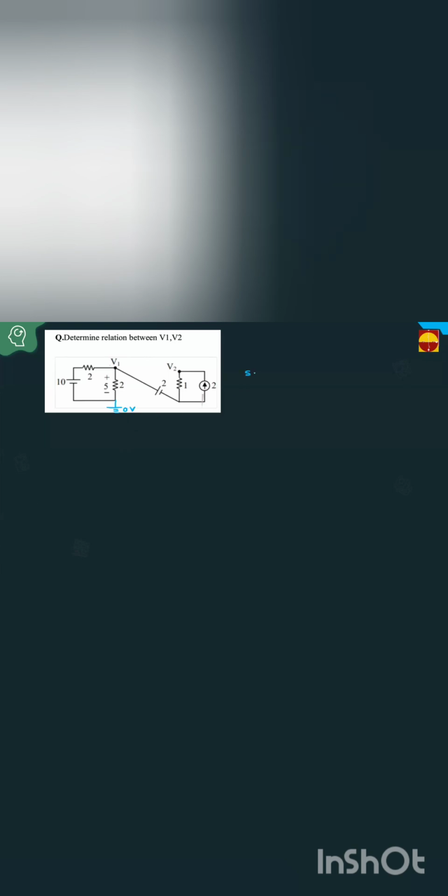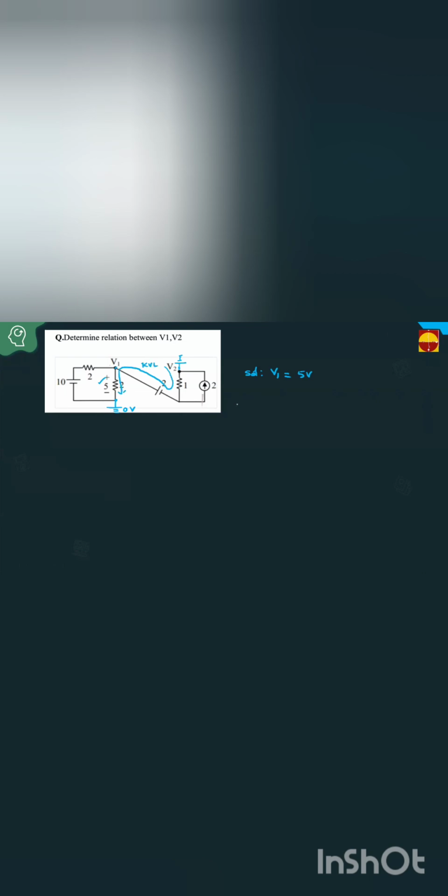Now come on students, what is V1? Between V1 and ground, how much voltage is connected? 5 volts. V1 equal to 5 volts. Now, this is the voltage source. Voltage source means it's connected like this. This is a source. And apply KVL in this loop.